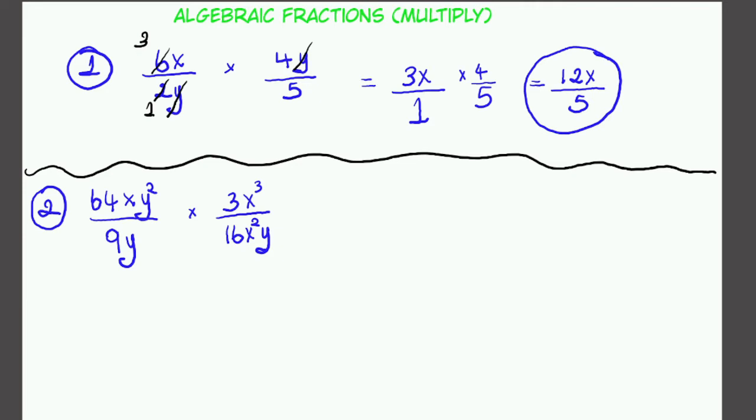64xy squared divided by 9y multiplied by 3x cubed divided by 16x squared y. First thing, can we factor anything? No, we cannot. But we do realize that in this example, we're working with exponents, and for this specific example, we're going to write out the exponents to let it be a bit simpler for us to understand.